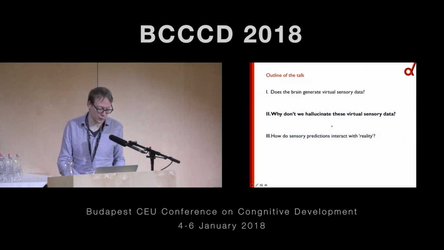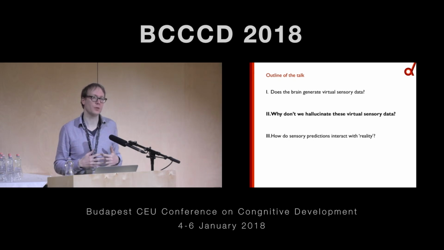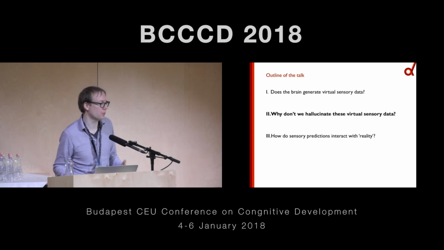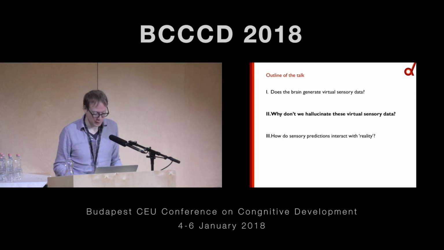Okay, so that's the first part. And I think the take-home message from this part is that the brain can actually generate experiences even when they don't happen. So just in anticipation of a particular event, the brain might already activate a certain sensory representation. But that might immediately probe the question, so why don't we then see those events, right? I mean, we may anticipate things, but we typically don't see them unless we suffer from hallucinations. So why don't we typically hallucinate these virtual sensory data?